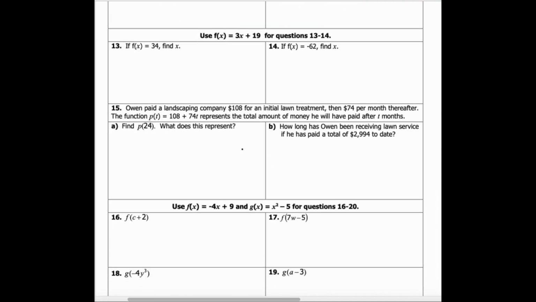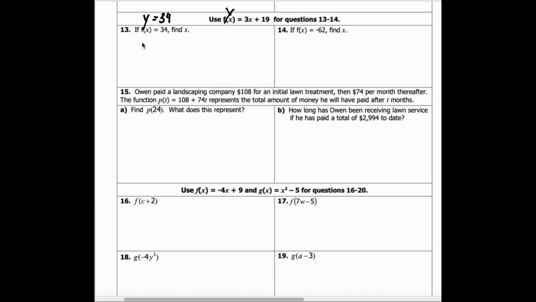All right, let's take a look at 13. And what they're asking us, they say find x if f of x is 34. So remember, f of x is only y, right? We just changed y to be f of x. So they're saying find the output, I'm sorry, find what x is when the output is y.